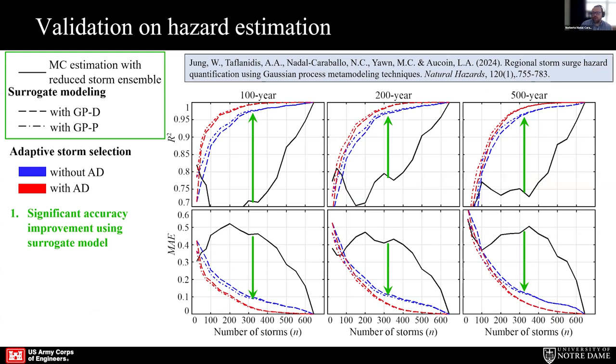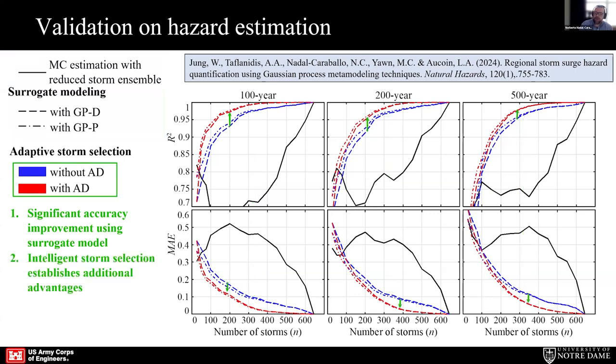On the top row of the results, we have the coefficient of determination for different annual exceedance frequencies. And we can see the blue and red curves, which are the Gaussian process aided results, compared to the solid black curve, which is the Monte Carlo results. For Monte Carlo, you need to get very close to the total number of storms that you have in this set, almost 600 storms, to get some decent results. But when we use the Gaussian process, we start getting very good results just by considering 150 to 200 storms.